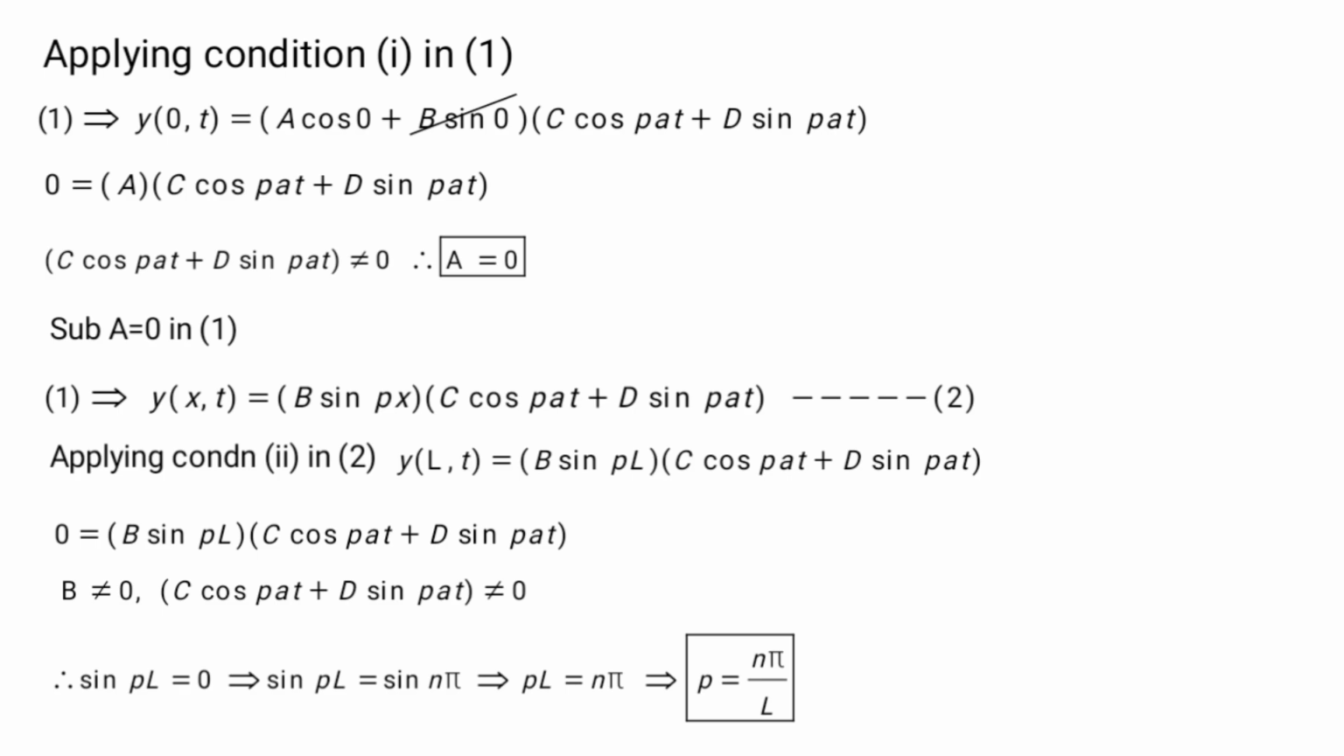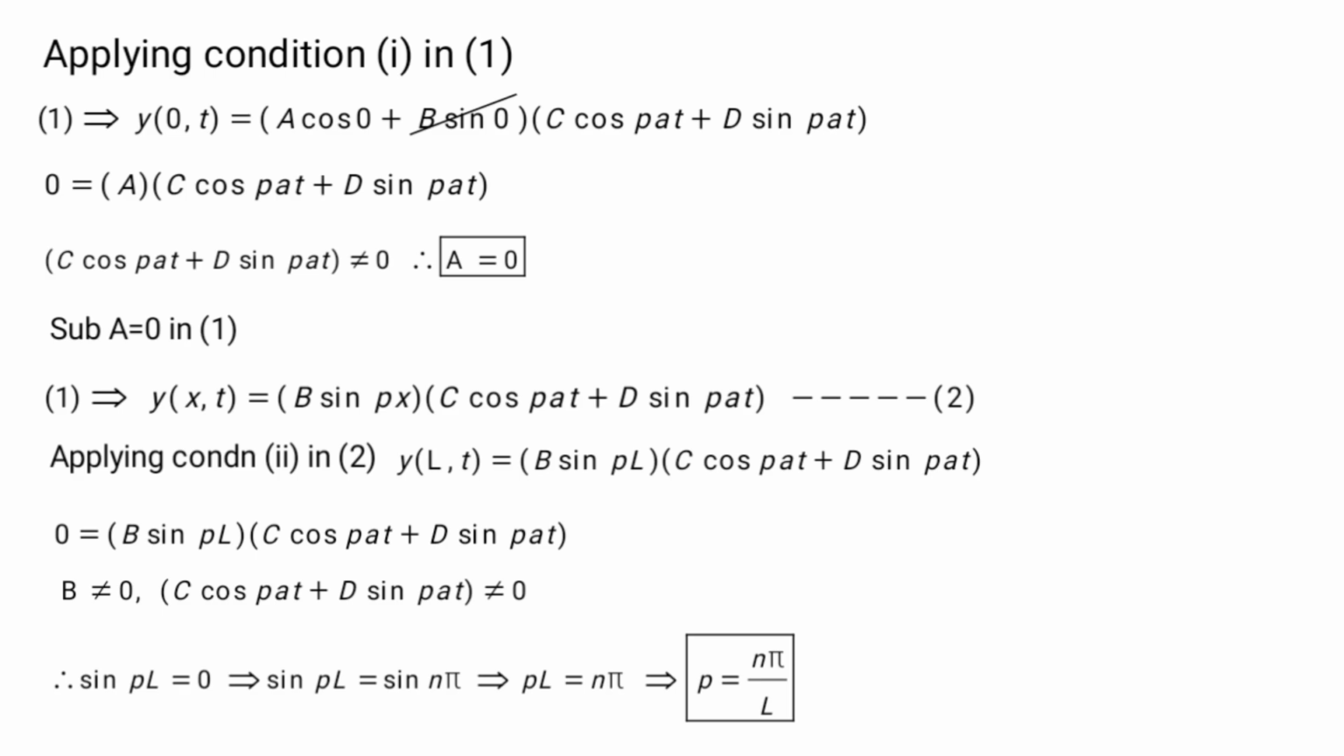Apply the first condition. y of 0 comma t is equal to 0. That means put x is equal to 0. So you get the answer a is equal to 0. Substitute the a value in the previous equation. So the first equation reduced to the second, and now the a value is removed because a is 0.